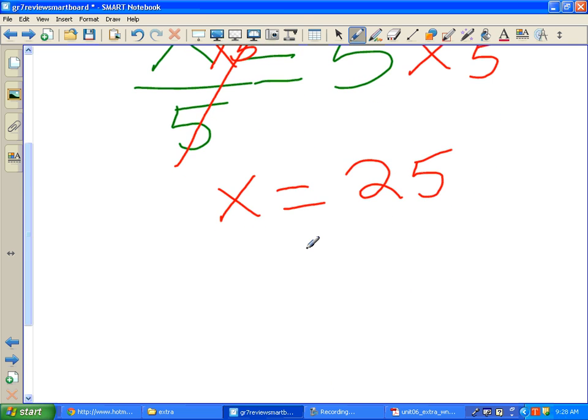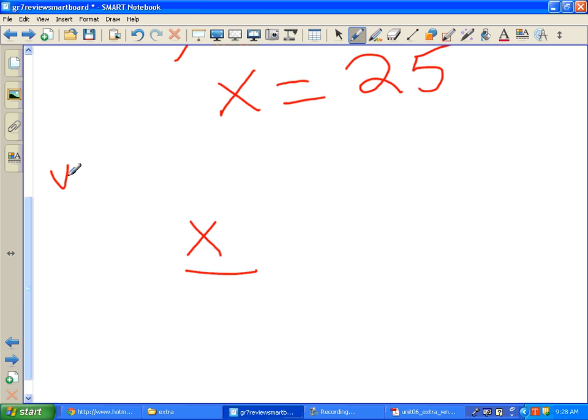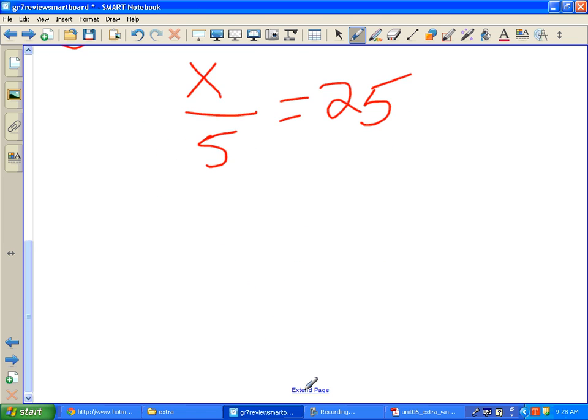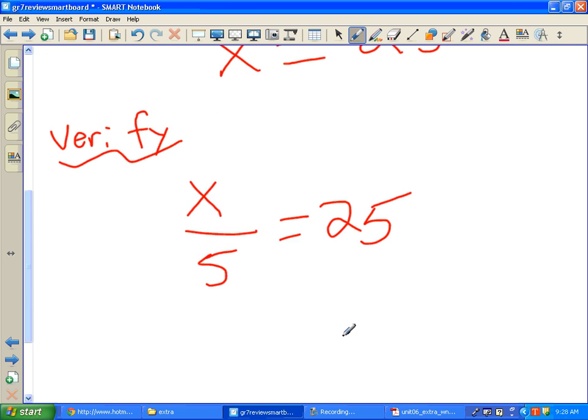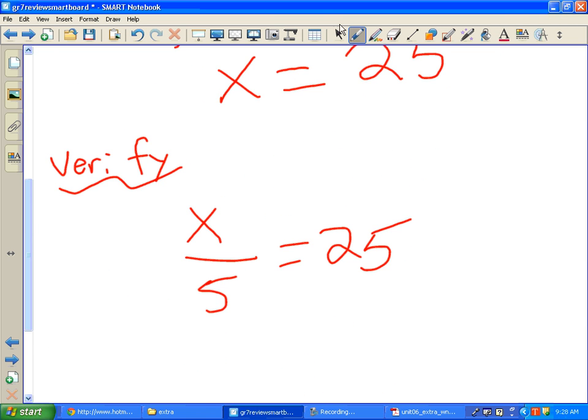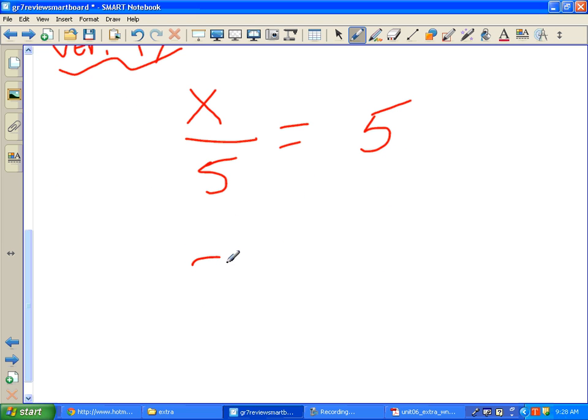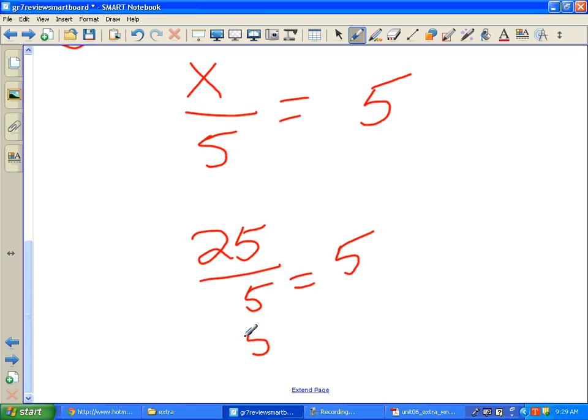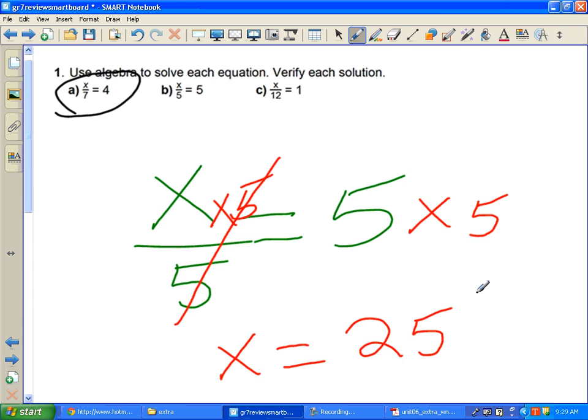Let's do one. So we had x over 5. So we'll do this to verify. So we got x over 5 equals 5. Let's plug in what we had for x. We said x was 25. Sorry, let me fix that. There we go. x over 5 equals 5. So we said x was 25. So 25 in for x over 5 equals 5. So 25 divided by 5 is 5. So we've got 5 on both sides of the equal sign. So we have verified or checked our answer.